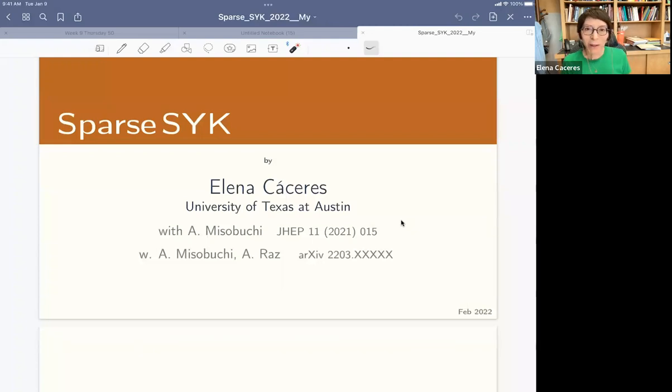Of course we know that the SYK model is one of the only models that we have that we think really has a gravity dual. And so in that sense, it's a wonderful thing to explore. It has been explored a lot, right?